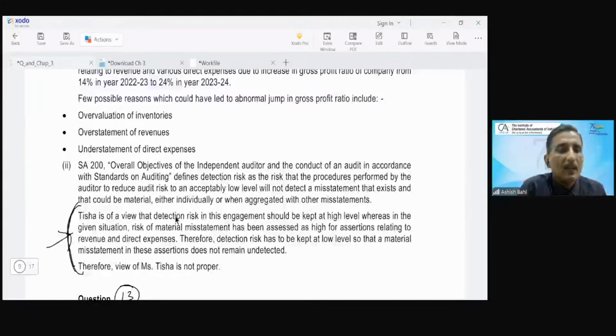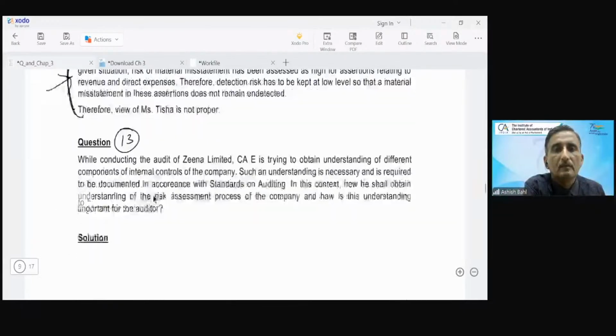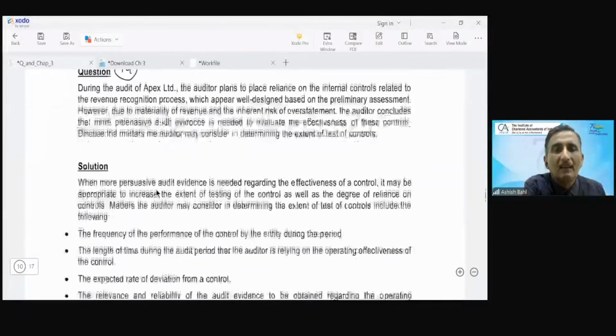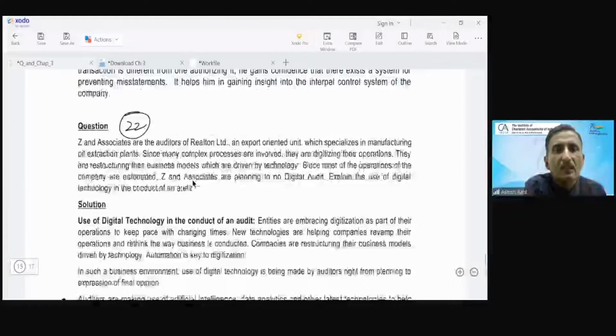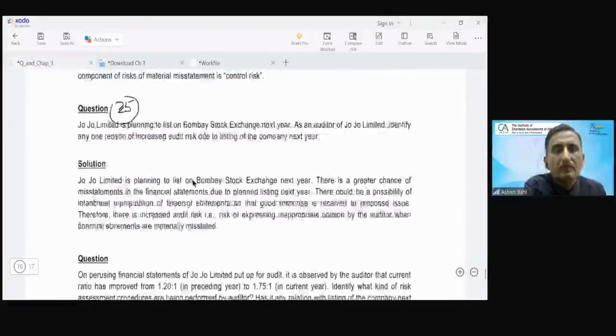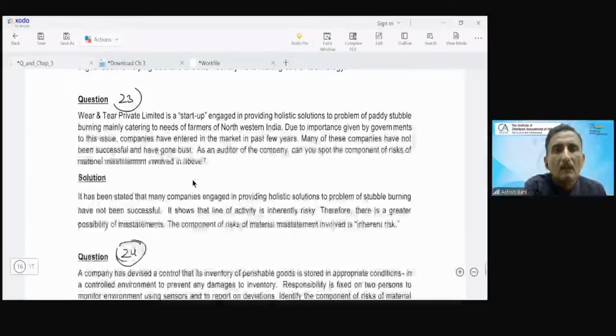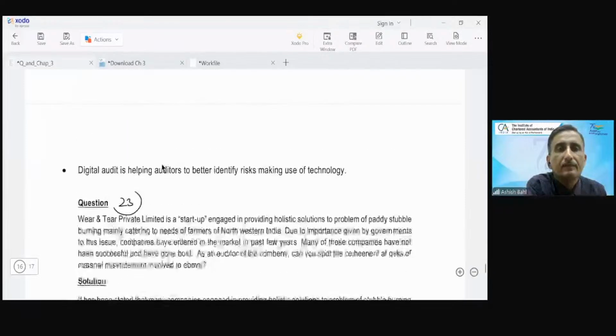Okay. Now see one more question. So let us do all the questions relating to risk first. These are very simple questions. See question number 23. Read this question. It is a straight answer. You have to spot which component of risk of material misstatement is described in the situation.